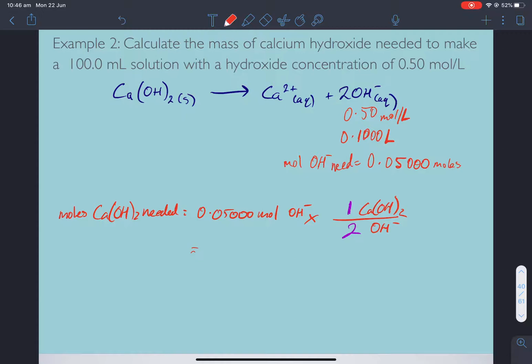Yes, I'm putting it in my calculator. I'm brain dead. That's okay. In your exam, you'll be brain dead too. As I thought, it was 0.025 moles needed. It's asking for a mass, though. A mass of calcium hydroxide.